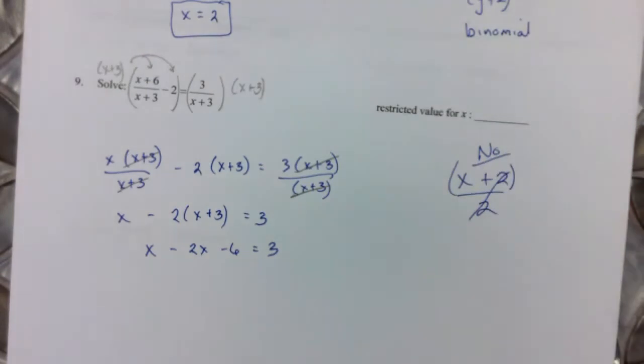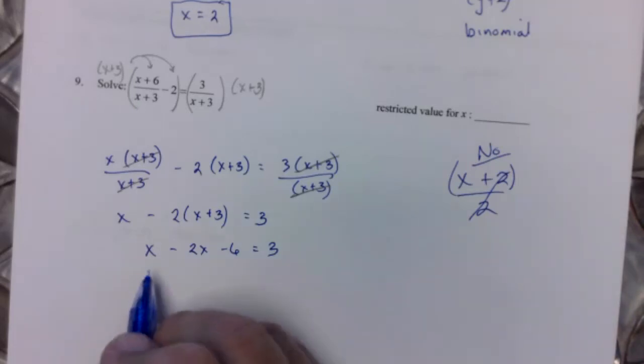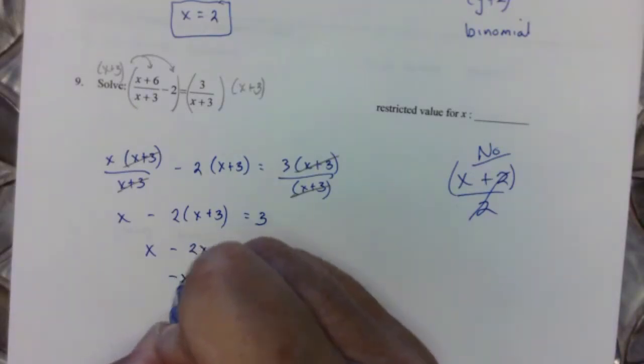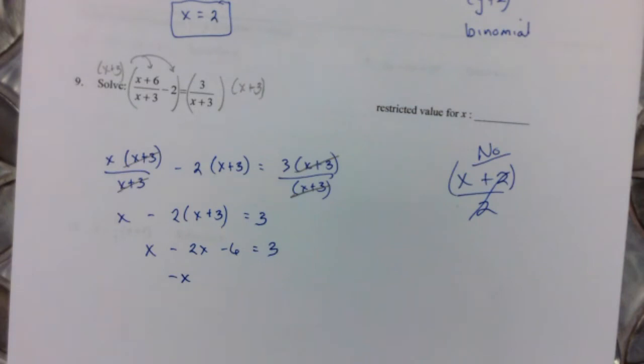Somebody said -3. I'm going to say nope. I got 3. You have +3? Nope. Let's see, this becomes -x. Olivia says 3. Nope. Y'all are starting to think I'm crazy. 9. Nope.